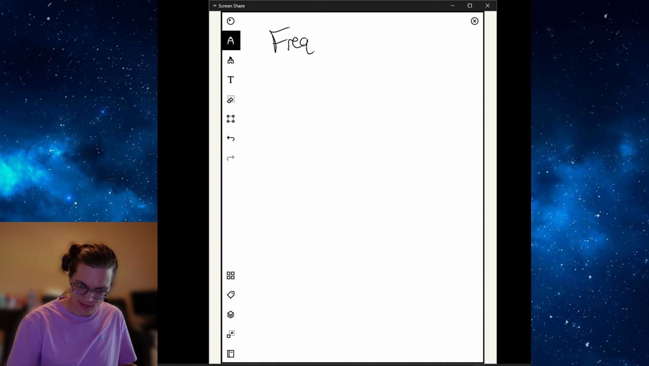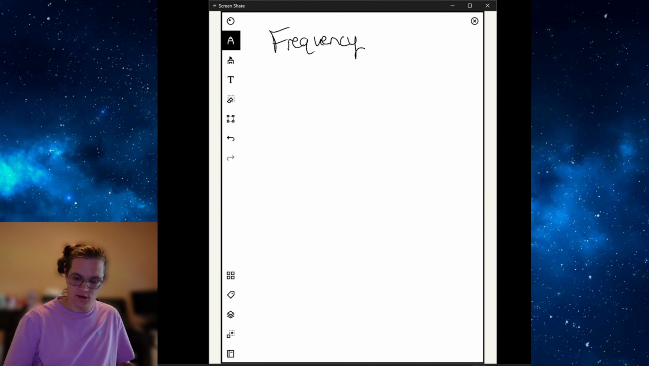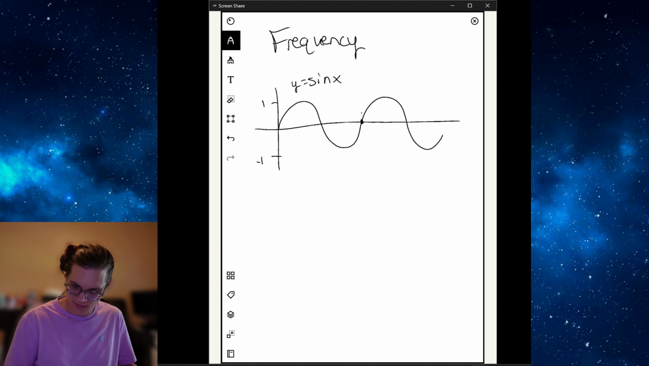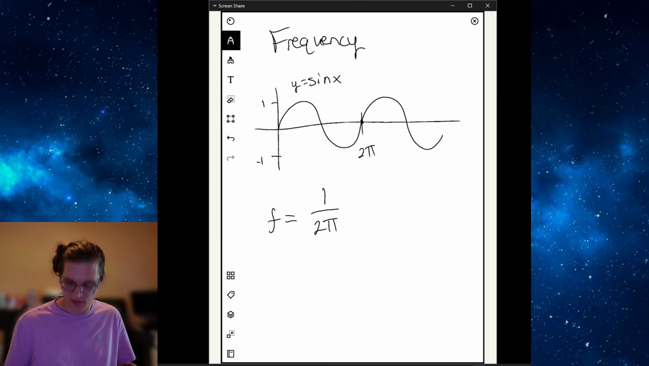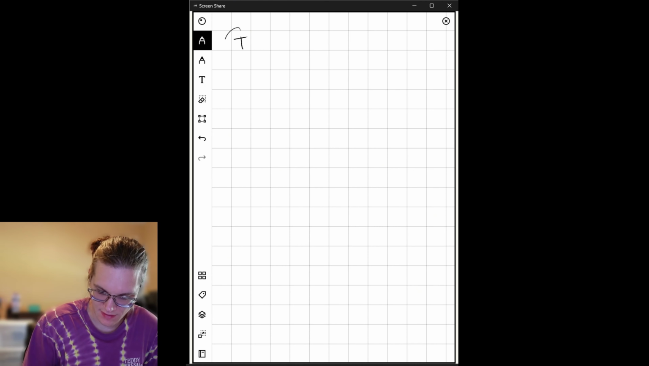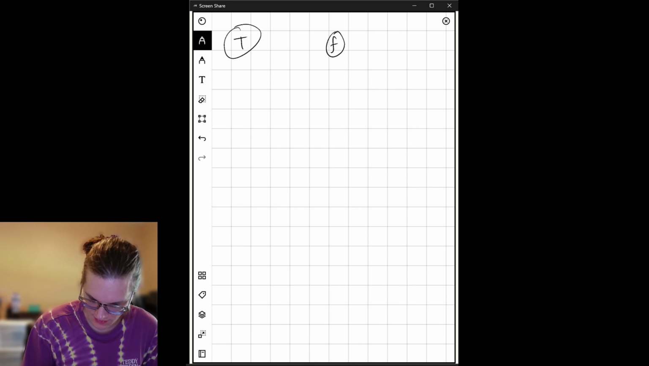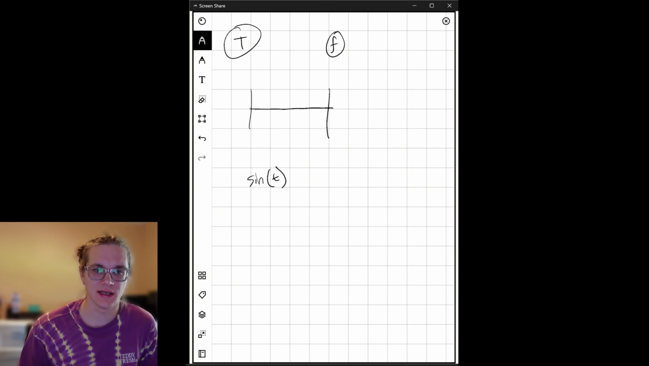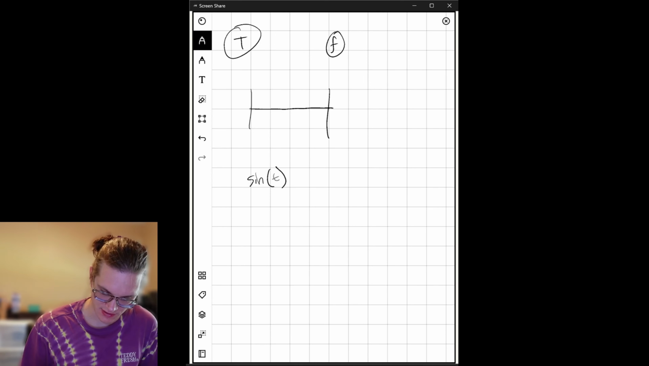Frequency is also important to understand. The frequency of this wave here, it has a period of 2 pi. Frequency is 1 over the period. In my opinion, an easy way to understand period and frequency is to look at durations of time, which is often how you'll see trig functions used in other applications outside of a trig class.